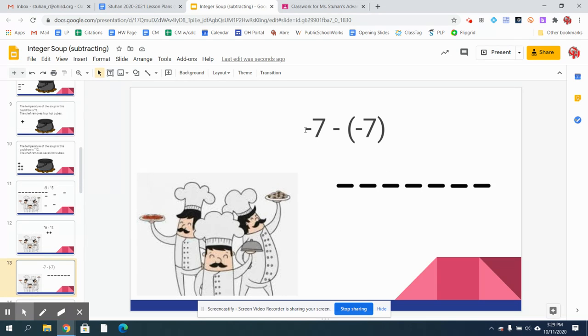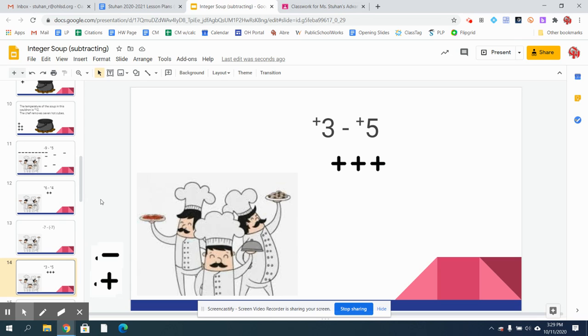Here is another example, negative 7, which I've shown here with our 7 negative signs. We are going to take out 7 negatives. So we're going to delete those. We're going to subtract those cold cubes. 1, 2, 3, 4, 5, 6, 7. So our temperature is now 0 because we have no negatives or positives left.